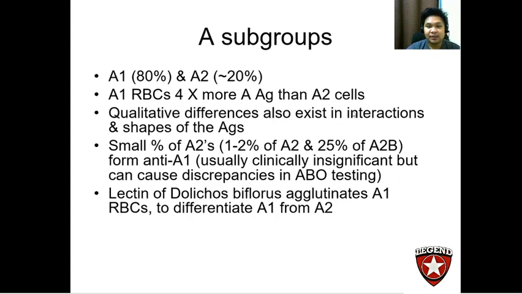Qualitative differences also exist in interactions and shapes of the antigen. Aside from the number of the antigens produced, the antigens of those in the A1 and A2 subgroups actually differ when it comes to structure. Now, this is important for us to know since a small percentage of A2 patients form anti-A1. Okay? So again, a small percentage of A2 patients form anti-A1. This is usually clinically insignificant, but it can cause discrepancies in ABO testing. The lectin of Dolichos biflorus agglutinates A1 RBCs, and this is used to differentiate A1 from A2.